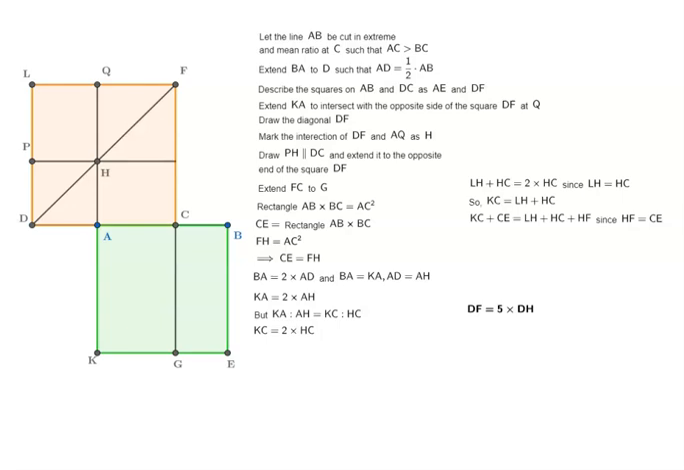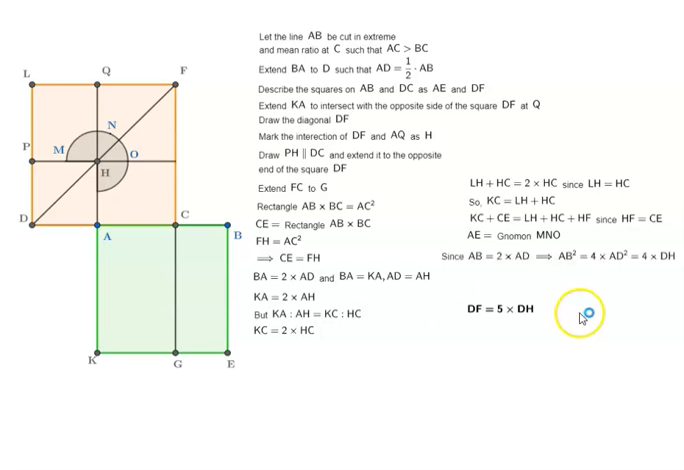So that means AE is equal to gnomon MNO. So let me bring in the gnomon. KC plus CE, KC plus CE is nothing but AE. LH plus HC plus HF is equal to gnomon MNO.